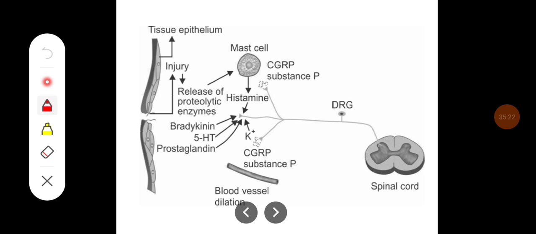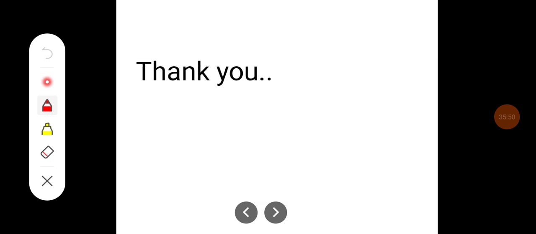So here is the diagram showing the different types of substances which can stimulate the nociceptors. Whenever there is an injury, there will be release of proteolytic enzymes and the release of histamine, bradykinin, serotonin, prostaglandins, and potassium. Okay, so they all have the ability to stimulate the nociceptors. So this is all about the pain sensation.